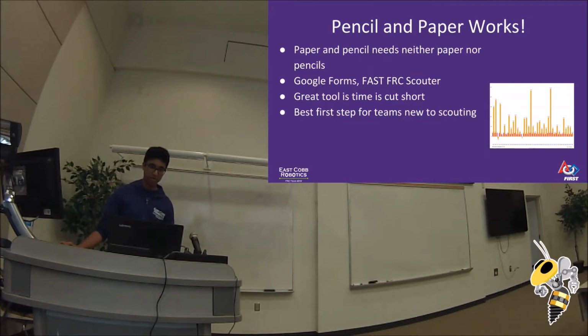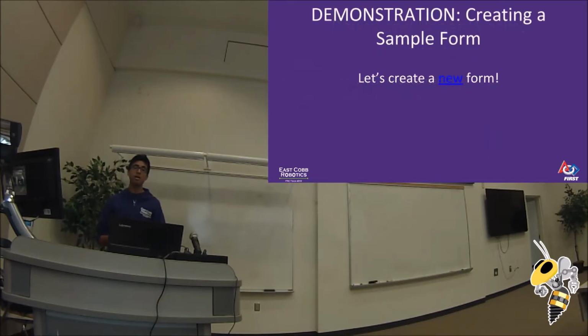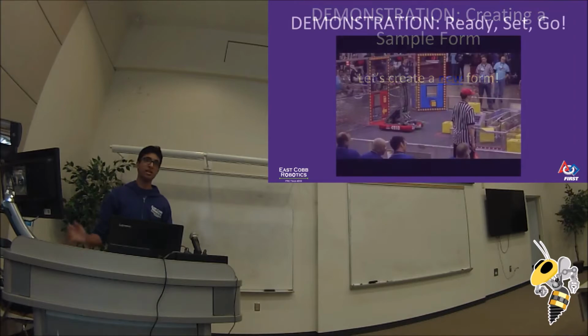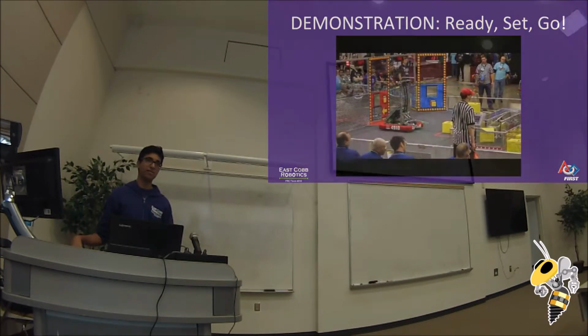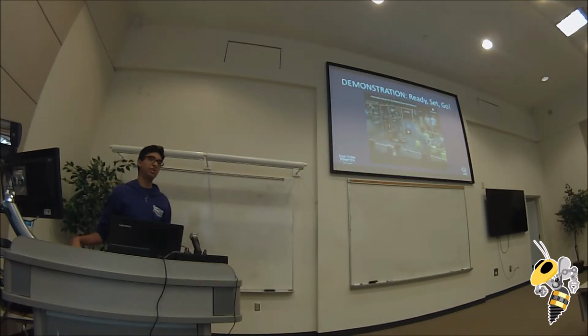So let's go over this together. We're going to create a new form, and I'm going to have you guys create 2 or 3 fields from last year's game. So let's watch a match really quick. Can anyone give me 2 values, like auto line or cubes involved? Let's go with that. I'm assuming everyone knows what each of these is. So let's just watch a quick match.